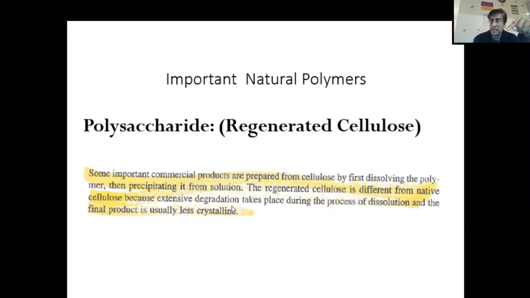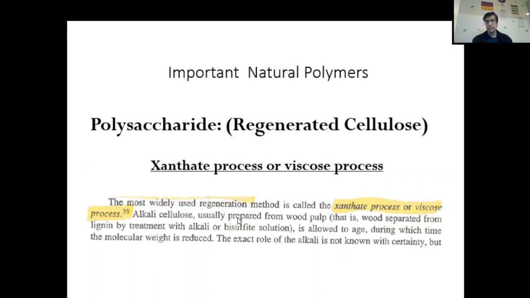After the process finishes and you recover the cellulose, that is why it is called regenerated cellulose. Its molecular mass is less than that of the native cellulose you started with, and other properties like crystallinity also become less. Okay, how do you do this? The process of making regenerated cellulose is called the xanthate process, or viscose process. Why is it called the viscose process or xanthate process?